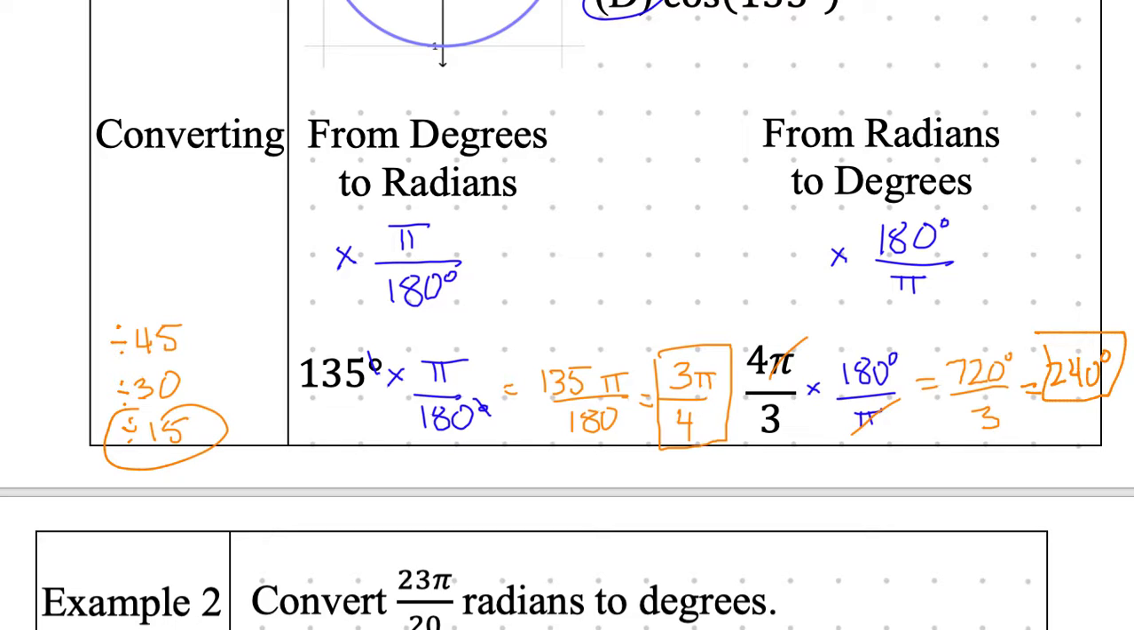Another way that you could have done this, an easier way, is first divide by 3. What is 180 divided by 3? 60. And then 60 times 4 is 240.